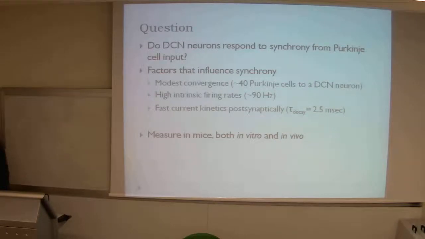The authors say that there are a couple of factors that can contribute to synchrony. Among them is how many Purkinje cells are converging onto a DCN neuron, and they say around 40, and they'll show some examples of why 40, where the number comes from. They'll also look at the DCN neurons' high intrinsic firing rates, even higher than Purkinje cells, and the kinetics, how quickly the cells can spike. And it's very quick, as you can see, it's 2.5 milliseconds. The animals we're going to choose are mice, and we'll be looking both at in vitro and in vivo.